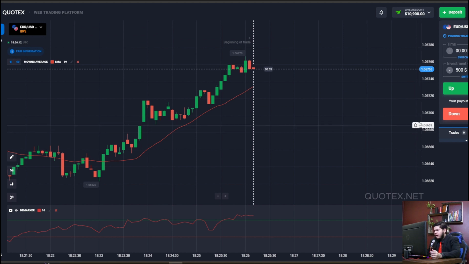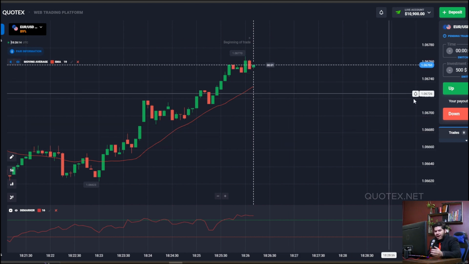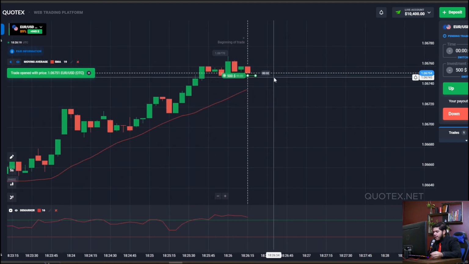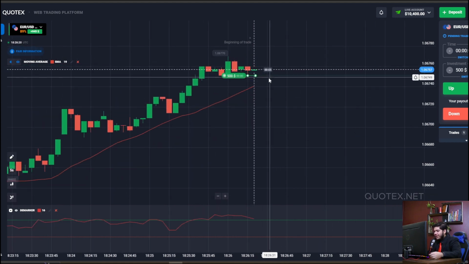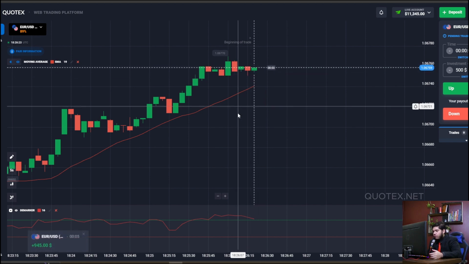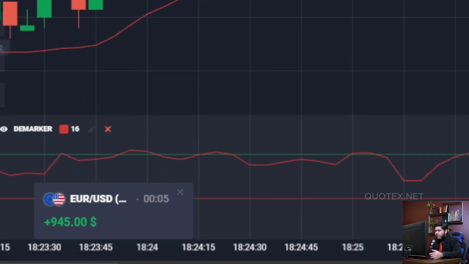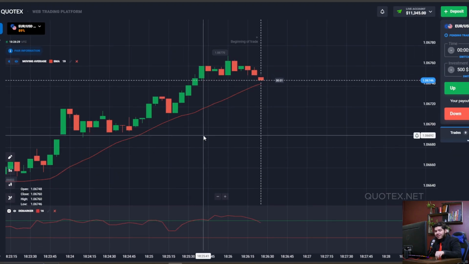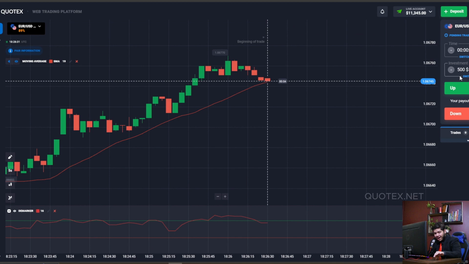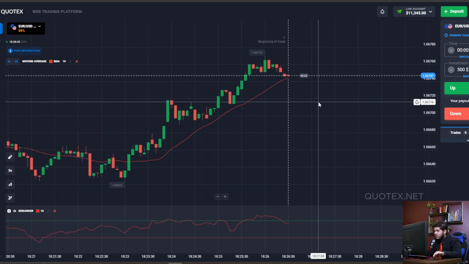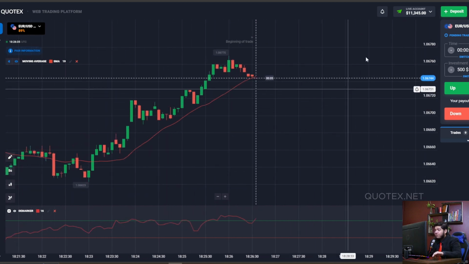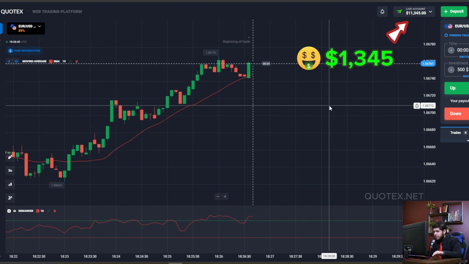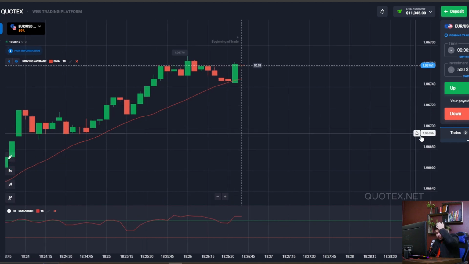So here I am buying the trade with $500. So here let's see, and here you go. We just generated $445 on this single trade. Can you believe it, guys? According to the strategy and the risk management rules, we have generated $1,345 today with this strategy. So now let's analyze this trade as well.